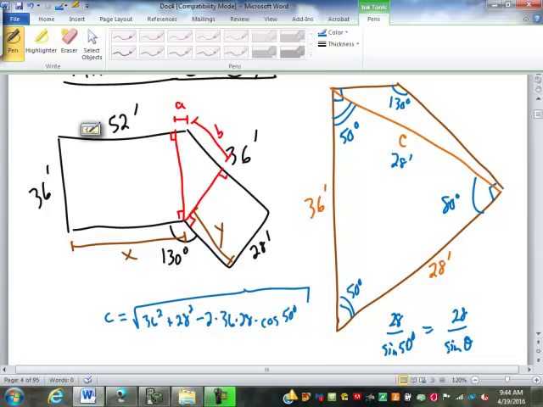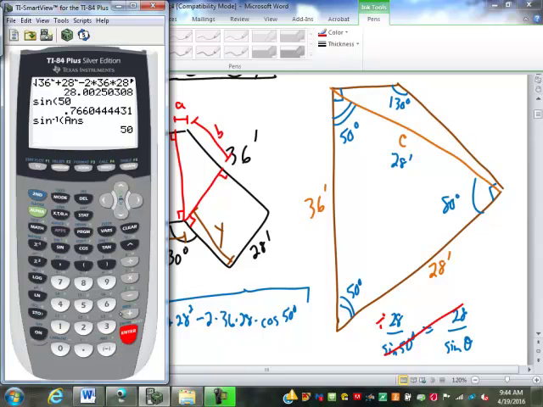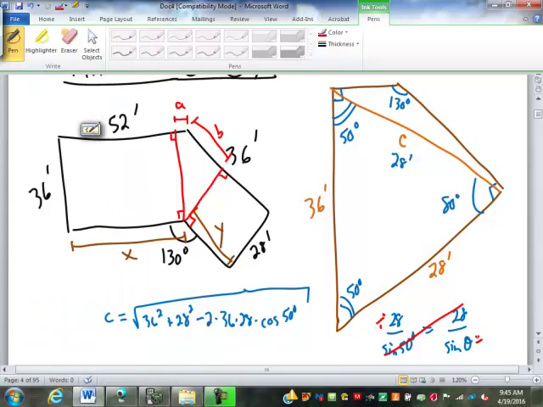Sine of theta. Yep. So you're going to cross multiply and divide here, and you're going to get the sine of theta is 0.766. You're going to do an inverse sine of that and get to this 50 degrees. So that's where the 50 comes from there. Then we subtract from 180 to get the 80 degrees here.